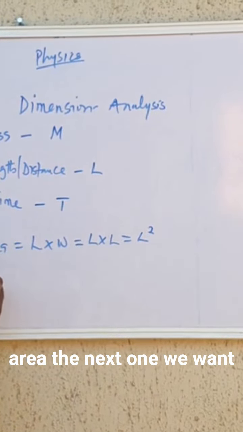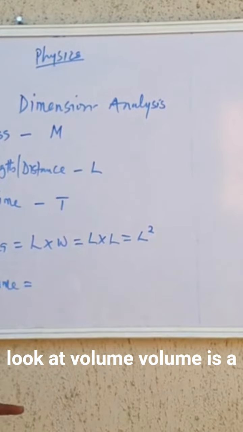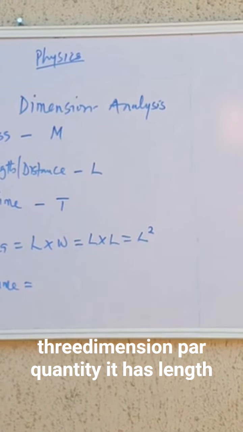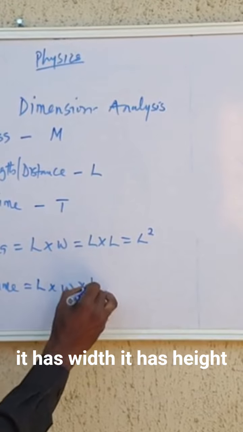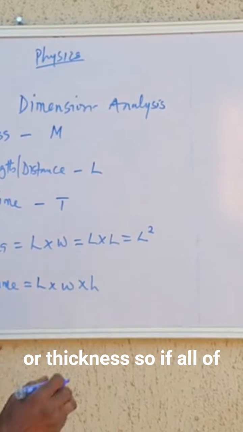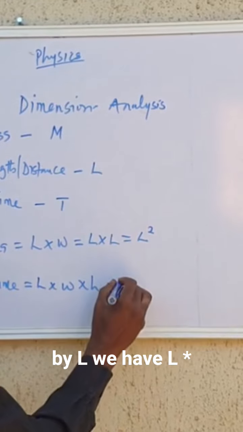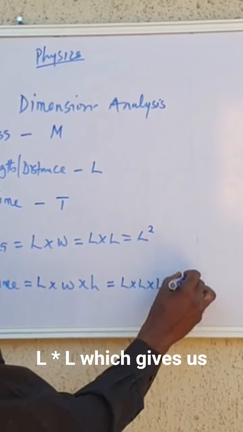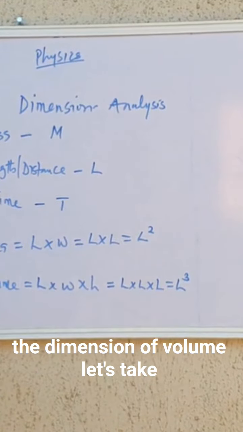The next one we want to look at is volume. Volume is a three-dimension quantity. It has length, it has width, it has height or thickness. So if all of them are measured as length represented by L, we have L times L times L, which gives us L cubed. It means that L cubed is the dimension of volume.